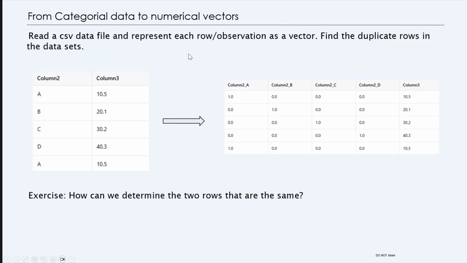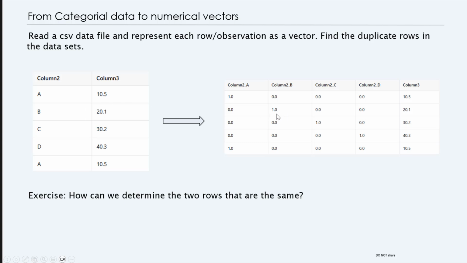Now, here is an example. Let's say that we read a CSV file and we get a bunch of data points, column 1, column 2, and column 3. Column 3 is numeric, column 2 is categorical. One of the things we have to do is convert categorical to numerical before you can compare anything. So we do that by one-hot encoding. In one-hot encoding, if an observation has A in it, like the first one and the last one, we have a 1 in this vector.